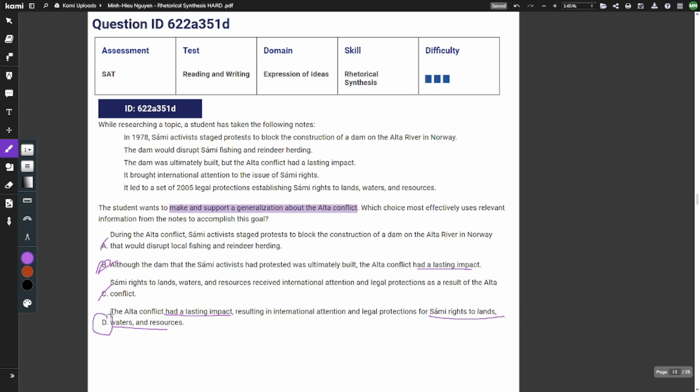So our answer is D. And even though this second part of the sentence right here is basically the exact same as this one, which is answer choice C, the difference is that D actually did make that generalization.